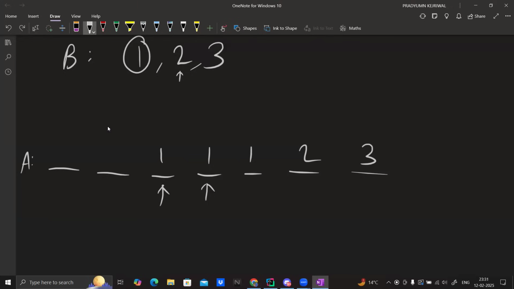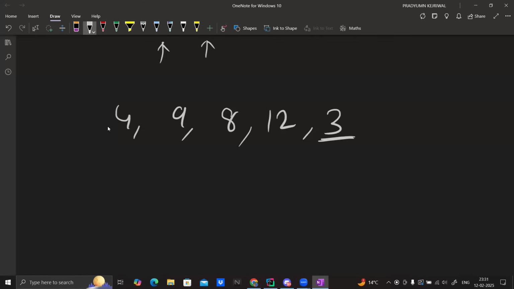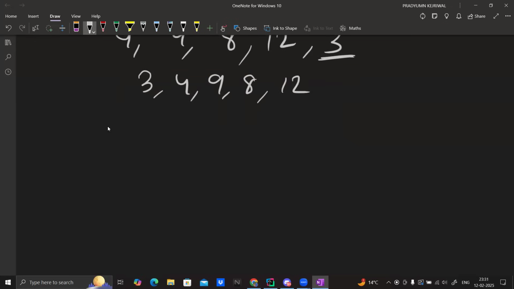So in general, you can easily see that what I can just do is cyclically shift the array B so that the minimum element is at the front. Like for example, if I have 4, 9, 8, and 12, and maybe 3. Okay. So 3 is the minimum element. I'll cyclically shift this array and make 3 come to the front. So 3, 4, 9, 8, and 12. So now I can apply this to my array.